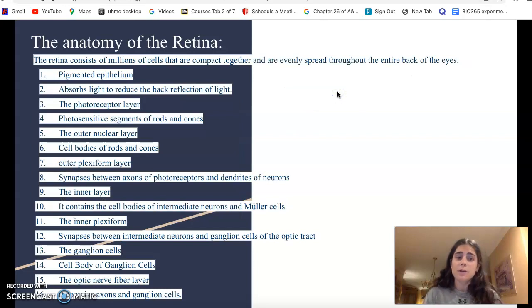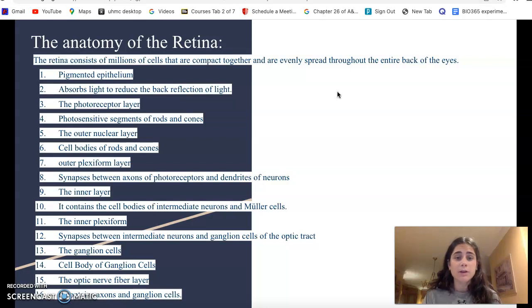The anatomy of the retina. The retina consists of millions of cells that are compact together and are evenly spread throughout the entire back of the eyes. The first part, 1, pigmented epithelium. 2, it absorbs light to reduce the back reflection of light. 3, the photoreceptor layer. 4, photosensitive segments of rods and cones.